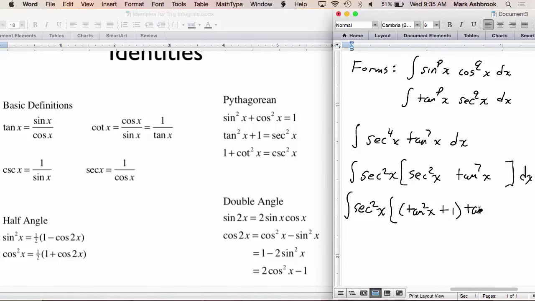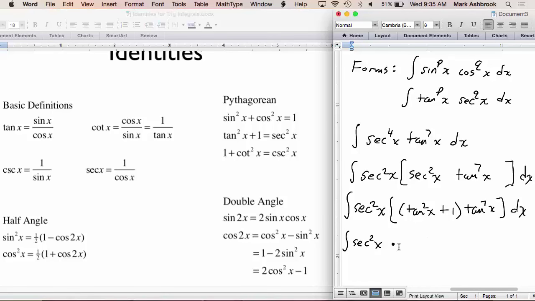Everything inside the brackets is in terms of tangent, and I've got secant squared, so I can undo the chain rule. Actually, I'm going to do it twice now. I've introduced two terms in there, so it's going to be two antiderivatives.